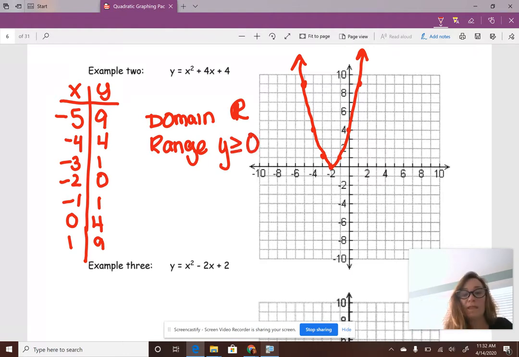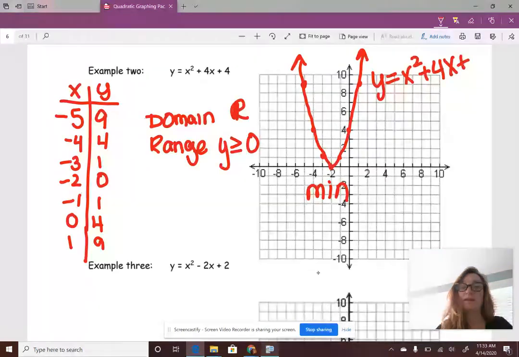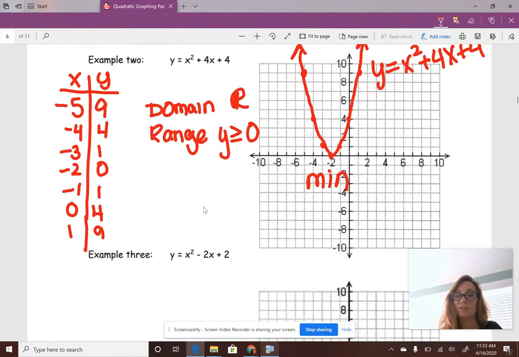Okay? This point here on the bottom is called a minimum. It's also called the vertex. It also happens to be the root or the solution. Okay? So this is what the graph of a parabola looks like. And you can use your graphing calculator to always double check it. You can also use substitution.